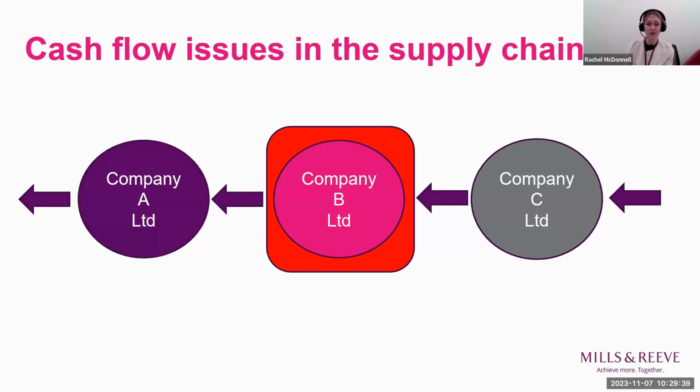But I do just want to touch on a few issues, considering an example where company B is having cash flow problems. Here, both A and C will have an interest in trying to protect their position. If B's cash flow issues become critical, it won't be able to pay C for the supplies, and it might not be able then to service its contracts to A.